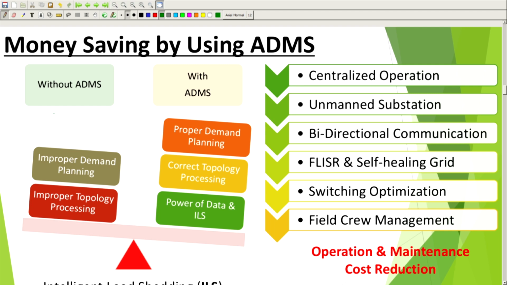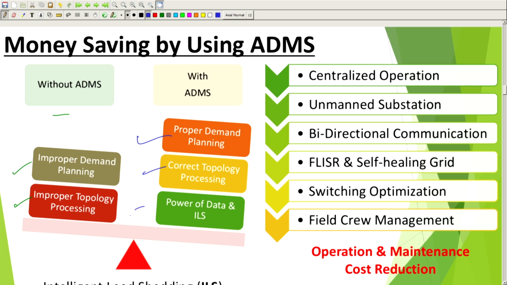So, without ADMS, there is improper demand planning. So, you will not be able to visualize the exact demand in the forthcoming hour. Of course, demand forecasting will be done, but you will not be able to control the demand. So, demand side management, demand response, the interaction with the demand is very poor in the case of the conventional system, and improper topology processing, whereas with ADMS, there is proper demand planning, correct topology processing, and power data and FLISR is seen.